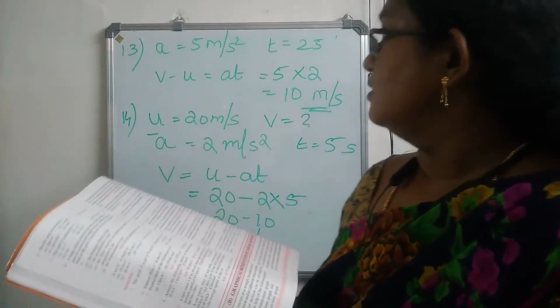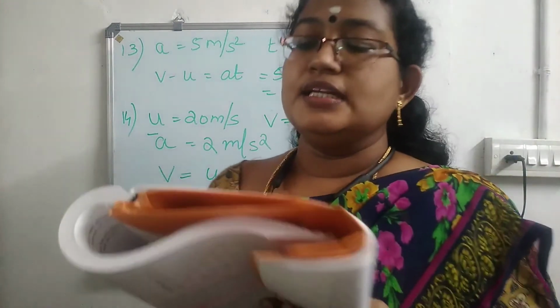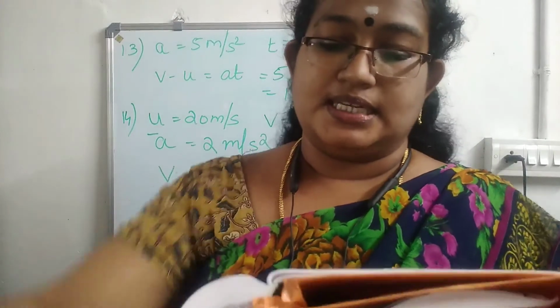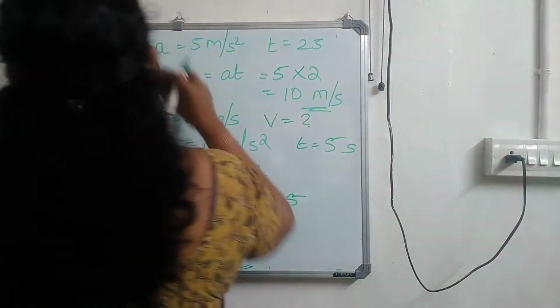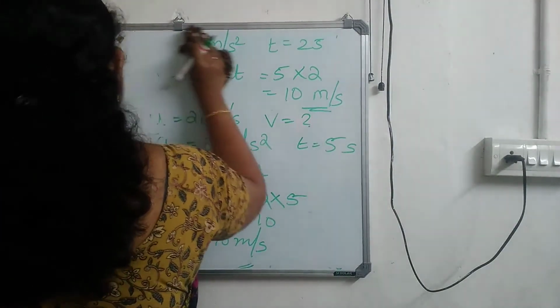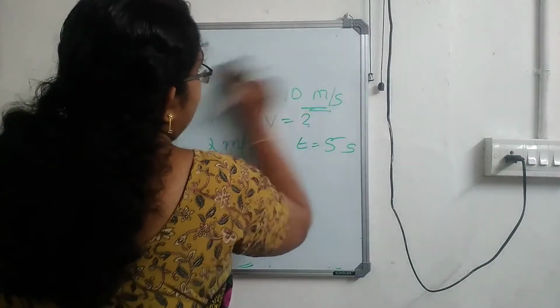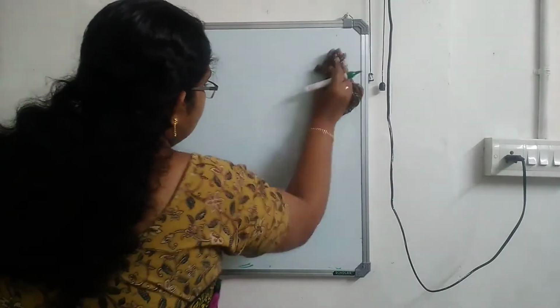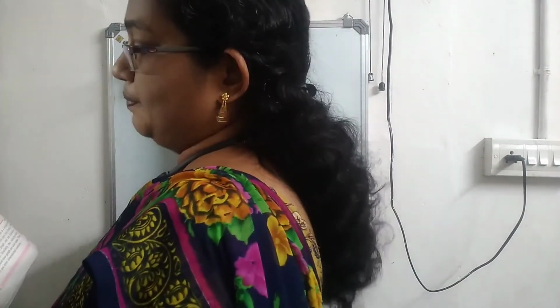question number 15 is similar to this. A bicycle initially moving with a velocity 5 meter per second accelerates for 5 seconds at a rate of 2 meter per second square. What will be the final velocity? So, here also we will be using the first equation of motion. This is our question number 15, isn't it?